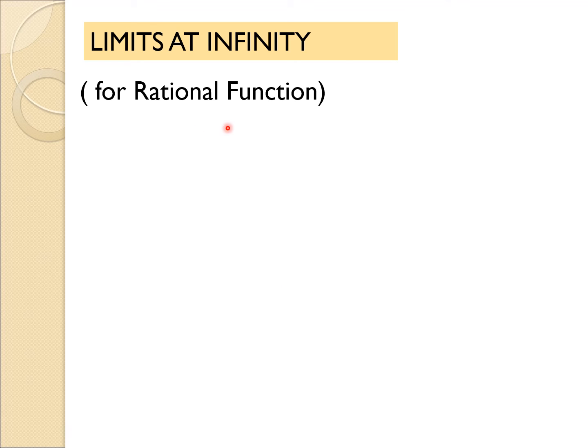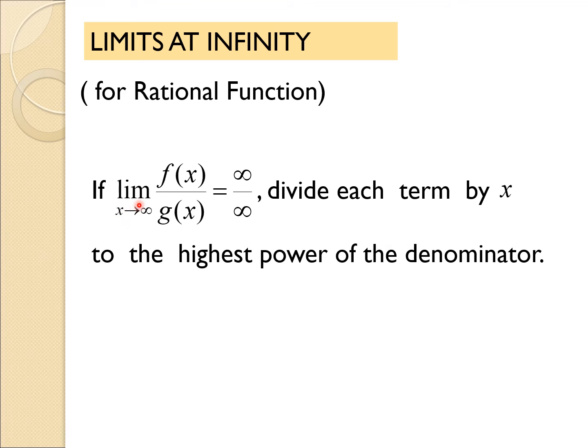Okay, limit at infinity for rational function. If limit of f(x) over g(x) when x approaches infinity, when you substitute, you get infinity over infinity. So we divide each term by x to the highest power of the denominator.